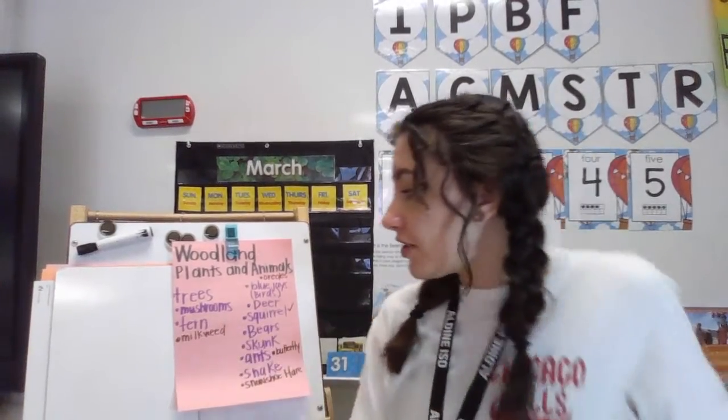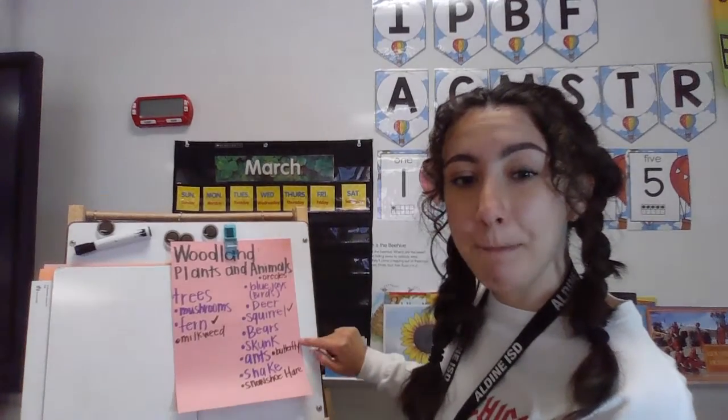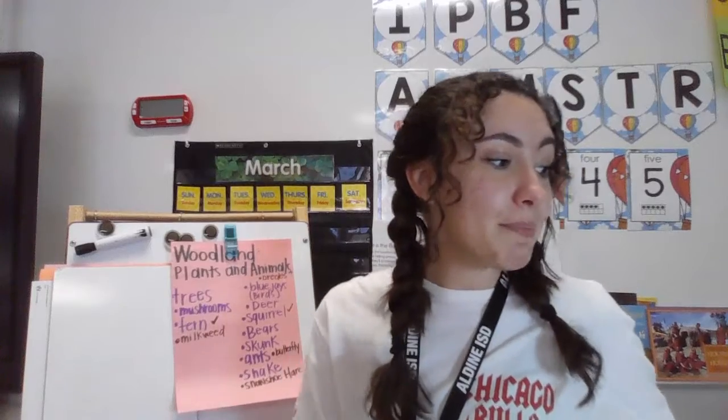All right, so we've added ferns that were in our story. Milkweed is another plant that was in our story. And then the animals were orioles, squirrels, butterflies, and snowshoe hares. Keep up the awesome work, and I'm so glad that we got to talk about the different plants and animals that live in the woodlands.